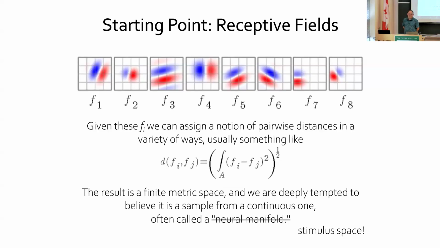And we're talking to people who use that terminology, but the word manifold has a meaning. I like that meaning to be what it is. So we're going to say stimulus space today, but if you prefer, you can think neural manifold. Okay, so this is what I want to do.